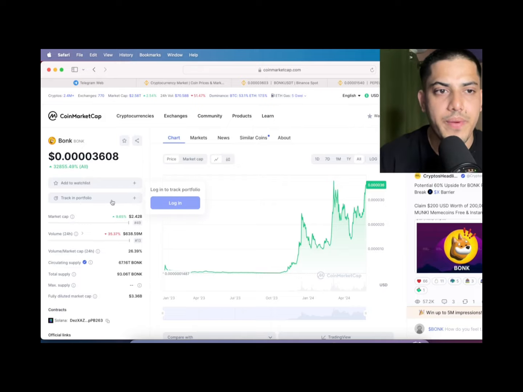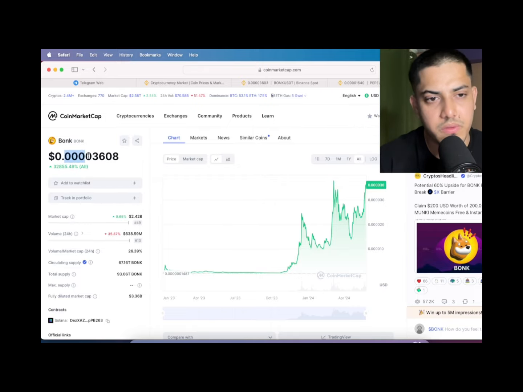Okay, what about the price prediction? It's gonna burn 4 zeros, man. Like nothing big about 4 zeros, 40x, man. Market cap is $2 billion.